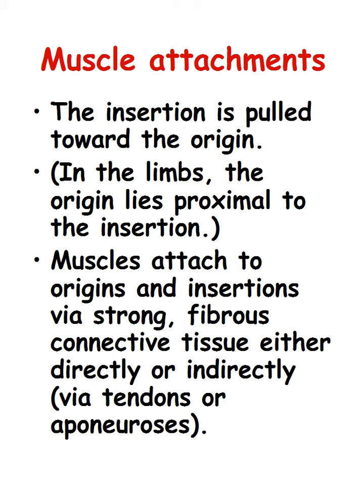Sometimes the insertion and origin cannot easily be determined, and so different criteria are used. So for example, for a muscle that extends between a broad aponeurosis and a narrow tendon, the aponeurosis is considered the origin, and the tendon is attached to the insertion.